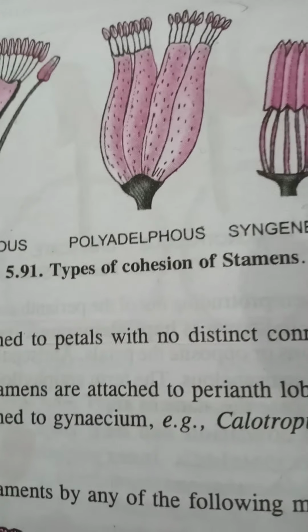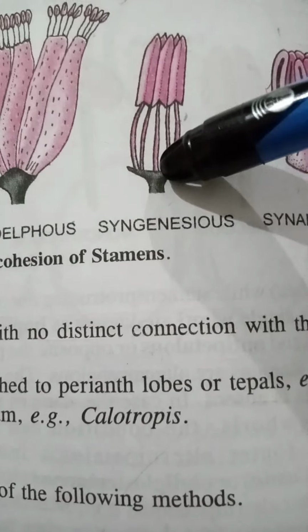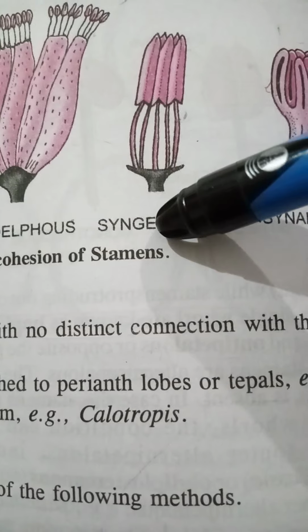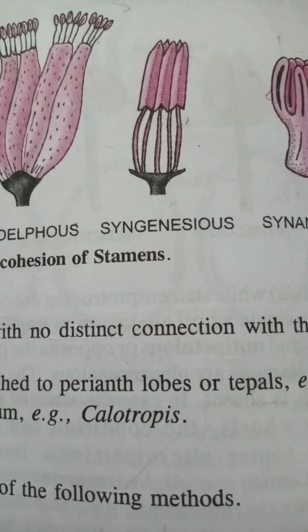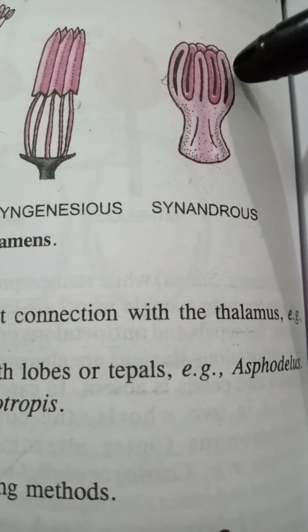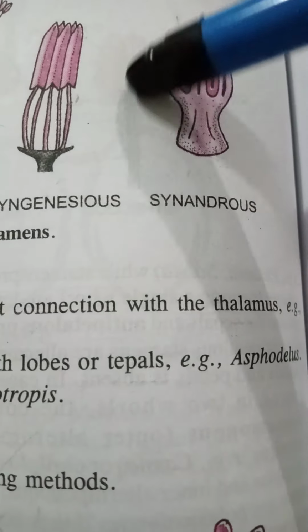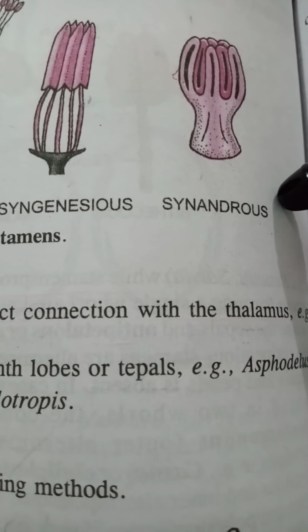Sometimes, instead of the filament, the anthers remain fused, but the filaments are free. Then we call it syngenesious condition. Again, if the anther and the filament all remain fused together, then we call it synandrous condition.